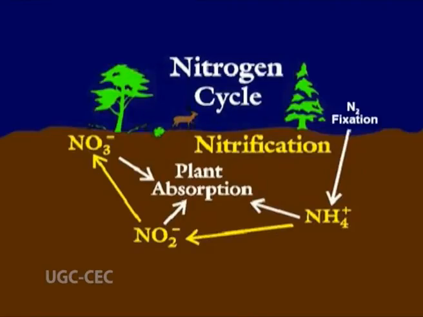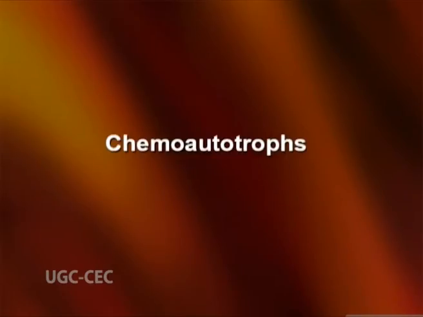The term nitrification refers to the conversion of ammonium to nitrate. This is brought about by the nitrifying bacteria, which are specialized to gain their energy by oxidizing ammonium while using carbon dioxide as their source of carbon to synthesize organic compounds. Organisms of this sort are termed chemoautotrophs.